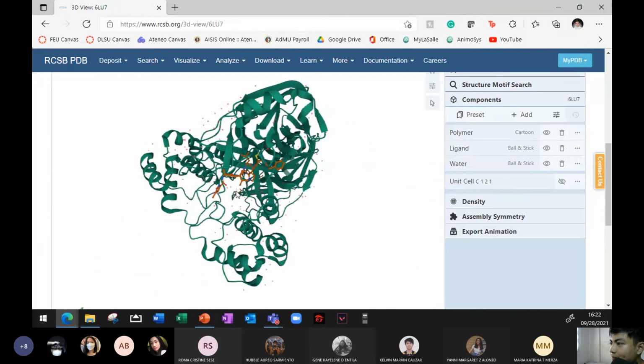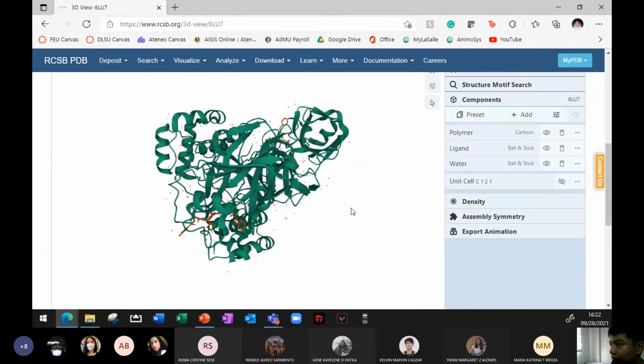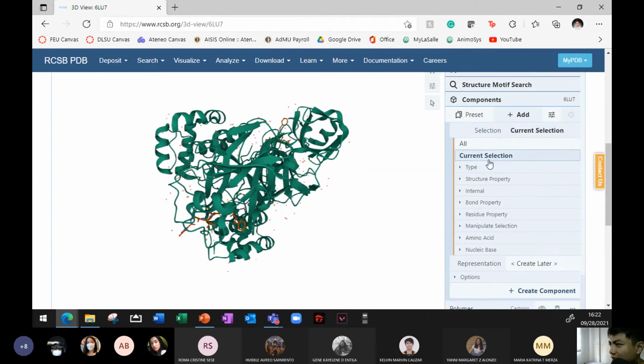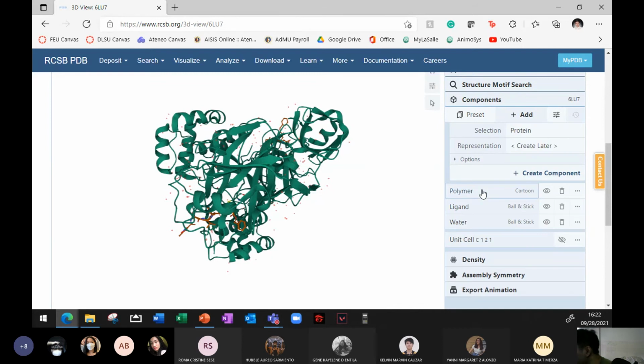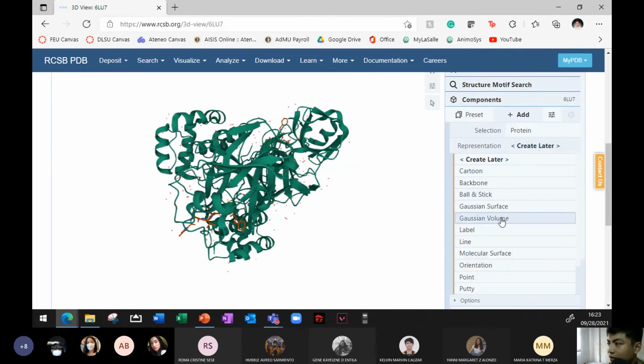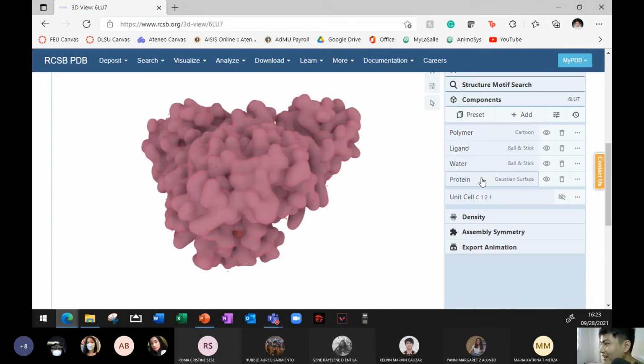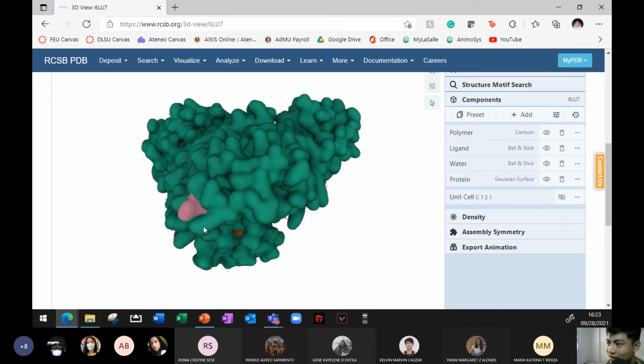Okay? So is this a globular protein? Maybe it's the globular. Kung gusto niyo makita kung globular yan, ganito gamitin yan. So you select the add, then you choose protein. So you add selection, protein yan. Then piliin mo yung Gaussian surface. Ayan, create component. So this is how it looks like.